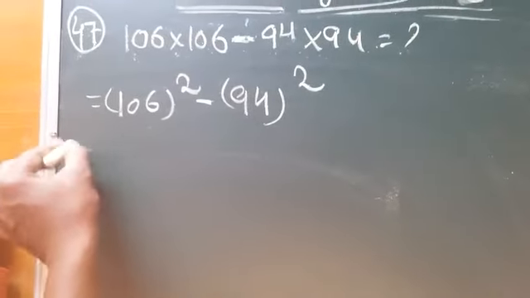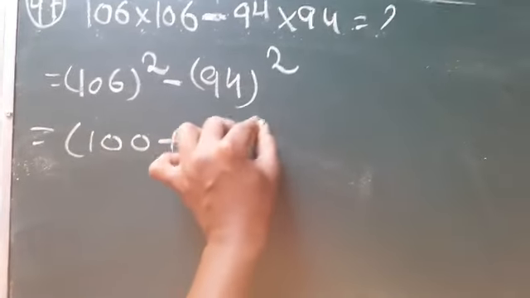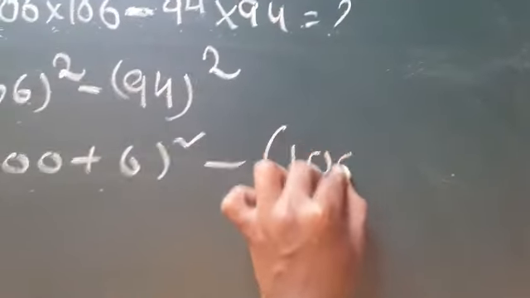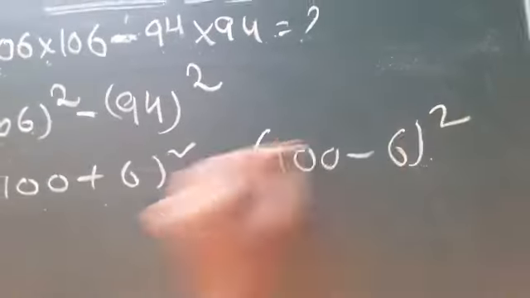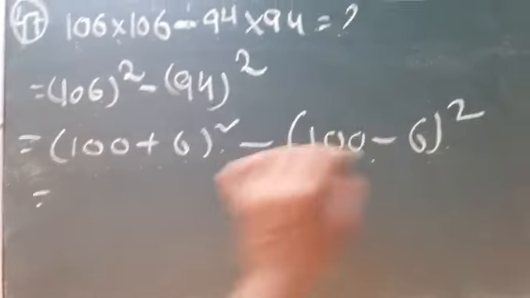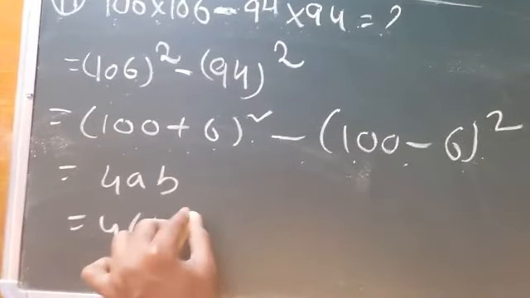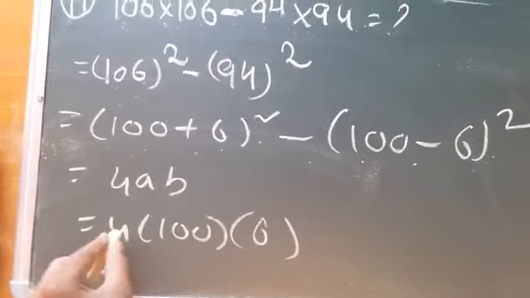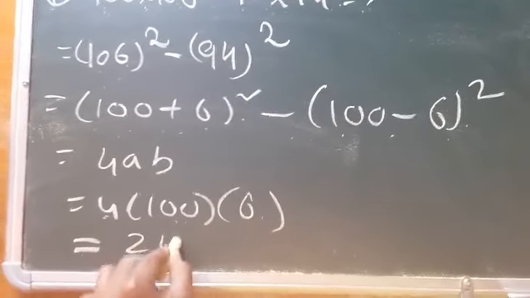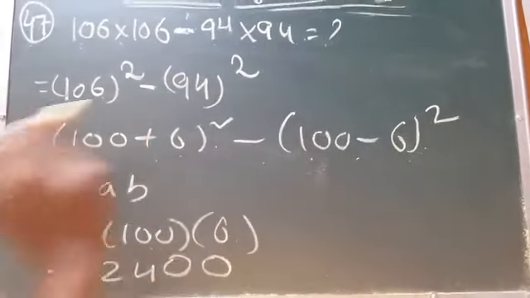Let us evaluate this. 106 whole square can be written as 100 plus 6 whole square, right? 106 can be written as 100 plus 6 and 94 can be written as 100 minus 6 whole square. You know the formula, a plus b whole square minus a minus b whole square equal to 4ab. Here a is 100, b is 6. Now multiply these 3. 4 into 100, 400, 400 into 6, 2400. I hope you understood how to calculate this problem.